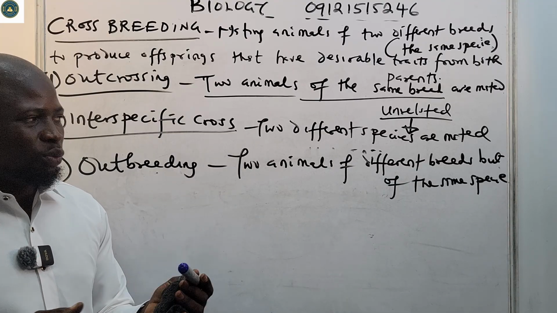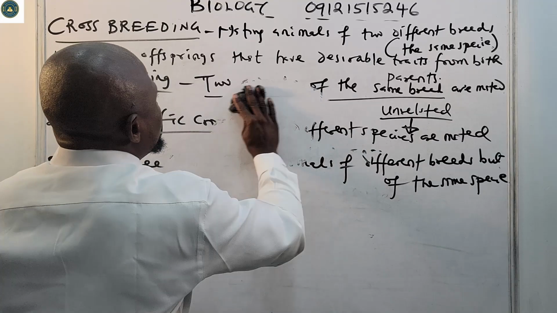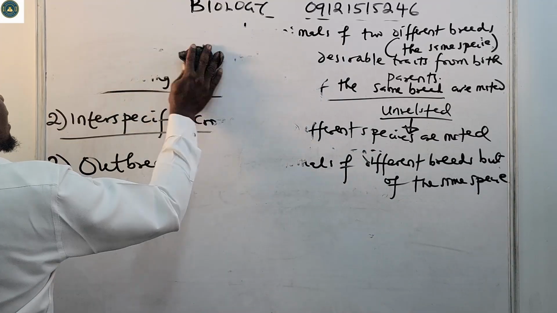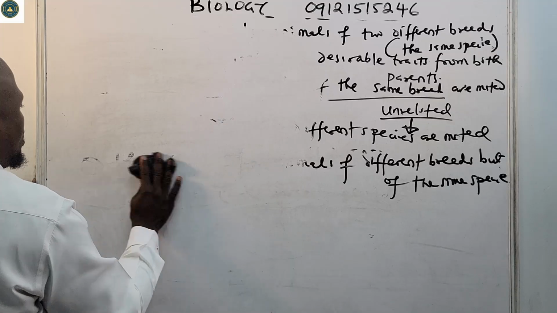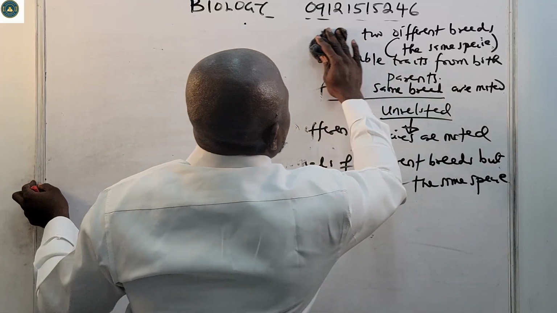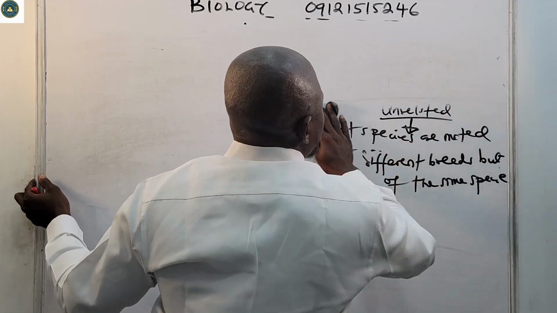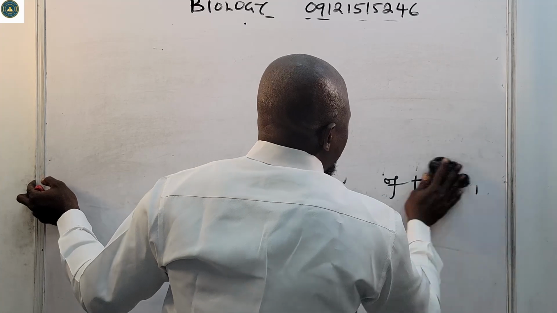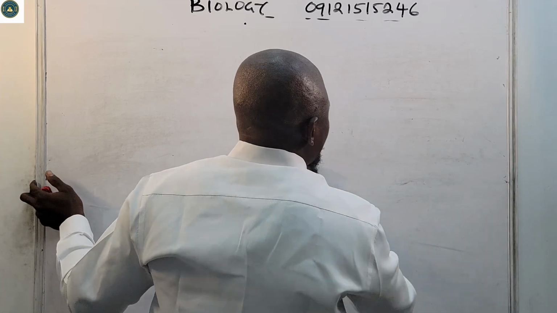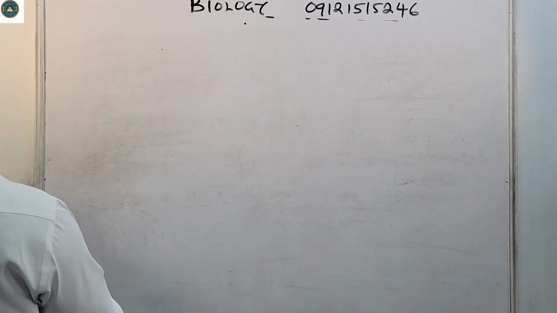Now let's look at the last one, which is mutation. Let's look at mutation. After this we end the class. Sorry for taking a lot of time. We have to just cross the T's and dot the I's, according to the white man. So let's look at mutation.